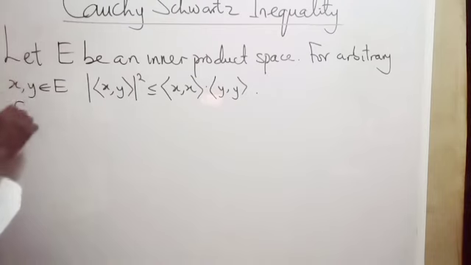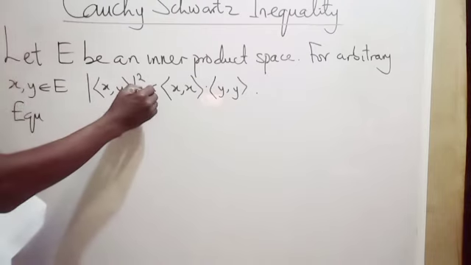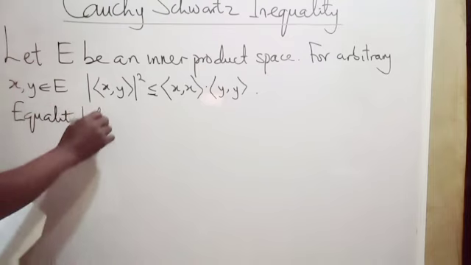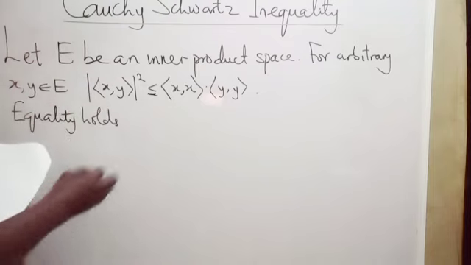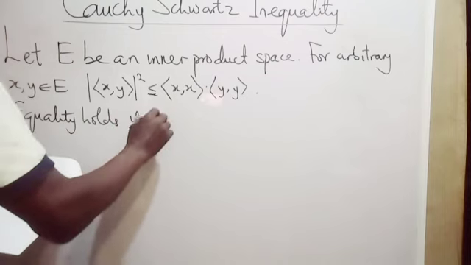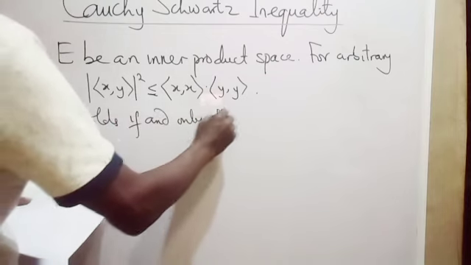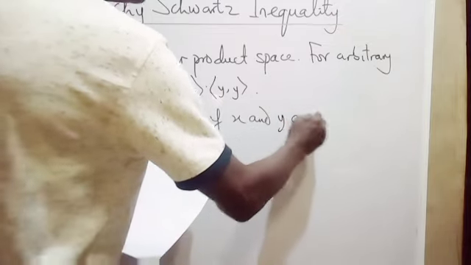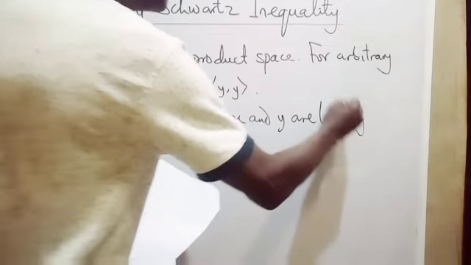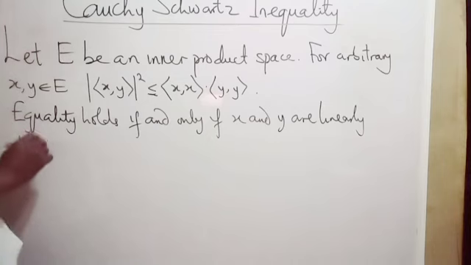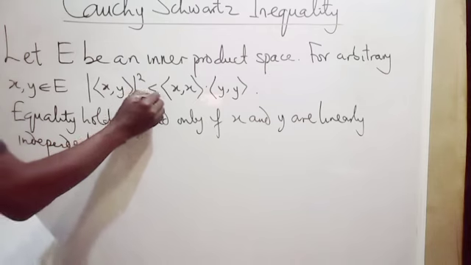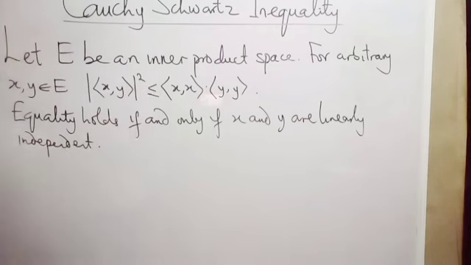For this, equality holds. That is, this particular inequality will change to equality. Equality holds if and only if x and y are linearly dependent. So if that happens, then this inequality will change to equality. So let's examine the proof.